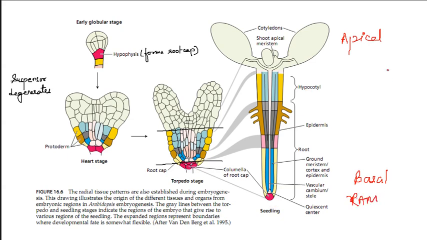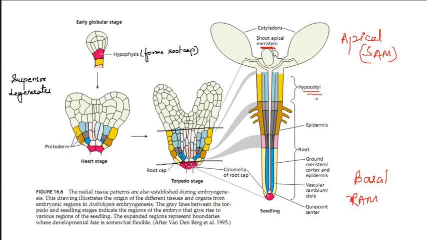Okay, shoot apical meristem will form what? It will form the shoot. Okay, there are cotyledons which are attached just below. This is shoot apical meristem and the cotyledons are just attached below the shoot apical meristem. Okay, next is the hypocotyl region, after which there is the root apical meristem. Okay, after the root apical meristem there is the root cap. I'll show you in the next picture.